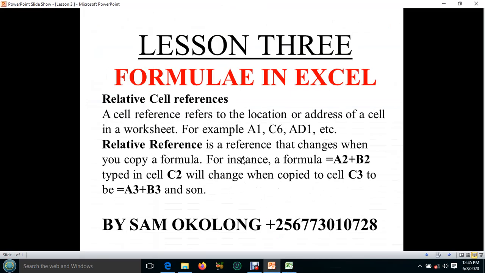Therefore, a relative cell reference is a reference that changes when you copy a formula. The locations, the addresses, change when you copy a formula. For instance, a formula A2 plus B2 typed in cell C2 will change when copied to cell C3, and it will be A3 plus B3, and so on. Let's also look at that.